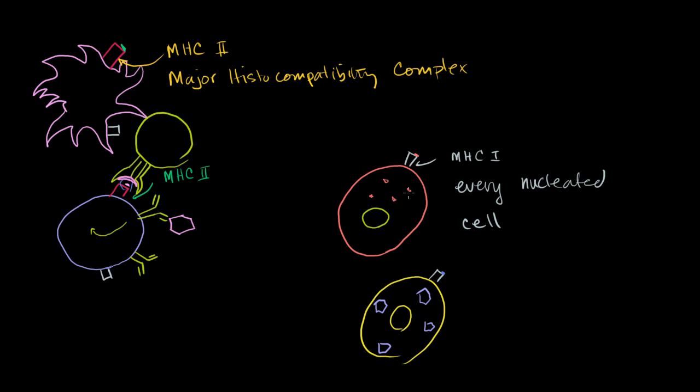With MHC1, instead of attracting a helper T cell, it will attract a cytotoxic T cell. So let me draw a cytotoxic T cell right here. Like helper T cells, the T cell receptor has a non-variable portion. But it also has a variable portion that is specific to this combination of antigen and MHC1.